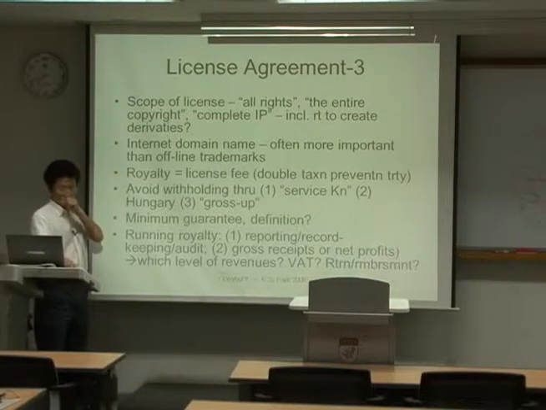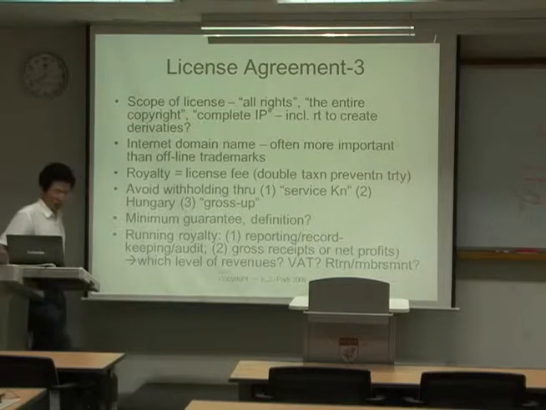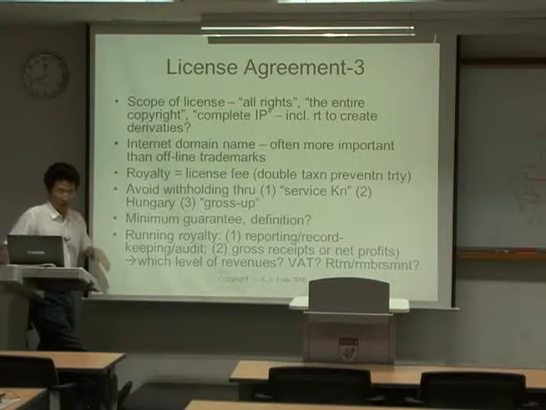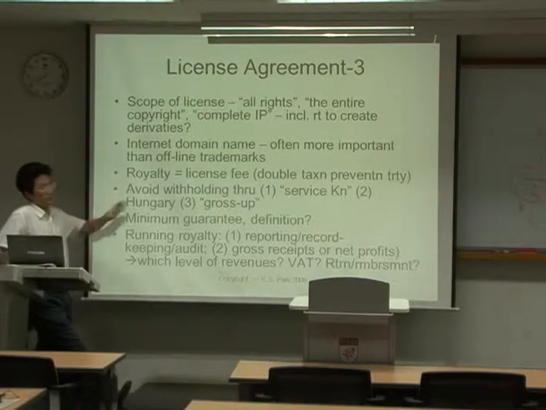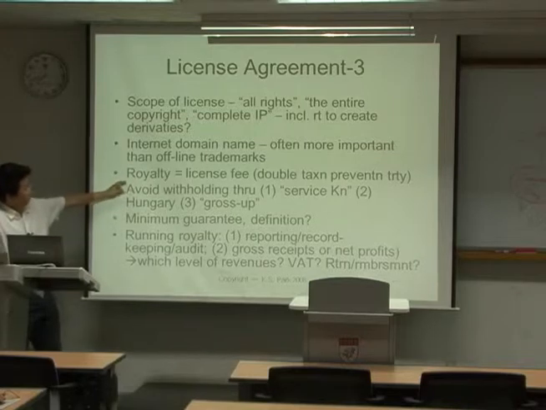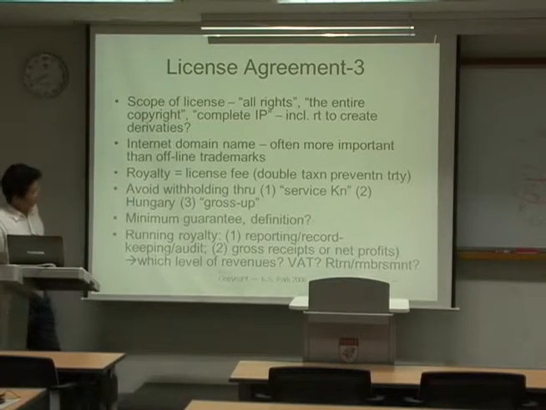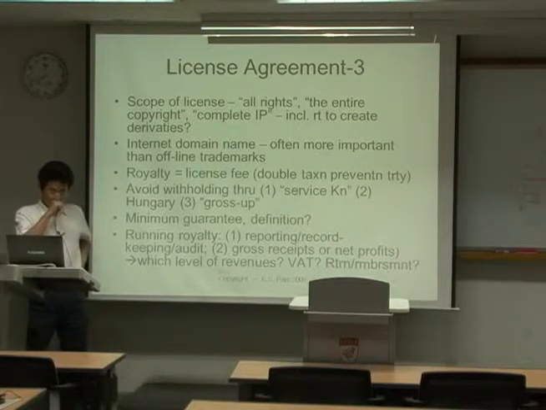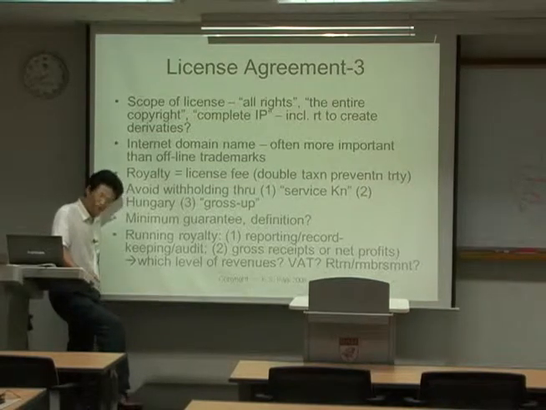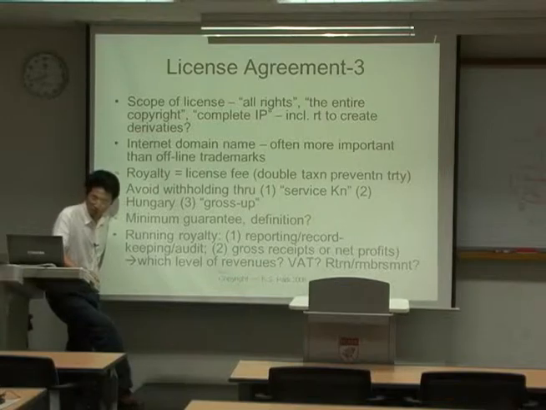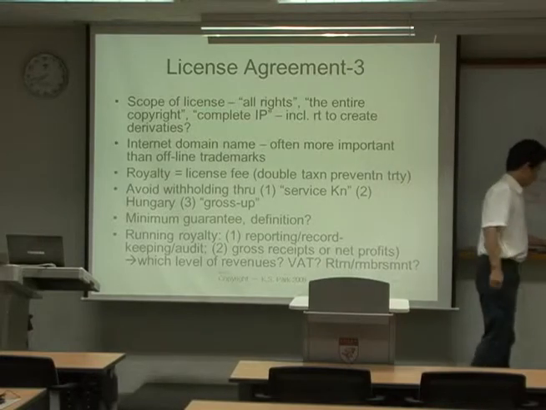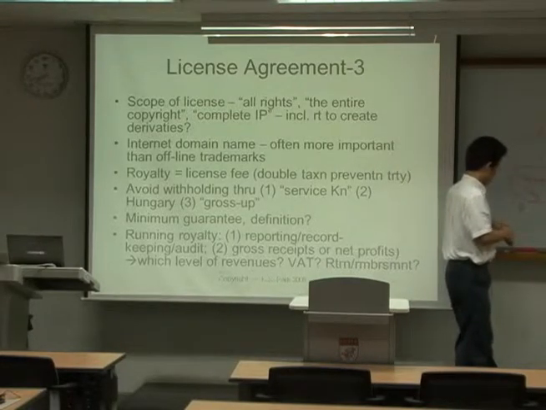Now, what do you get paid for? What do you get paid as a licensor when you license a product, or when you license an IP? You get a royalty. Royalty is the same as license fee. Now, there's a problem with international business contracts with the royalty because if something is a royalty, it is subject to withholding.